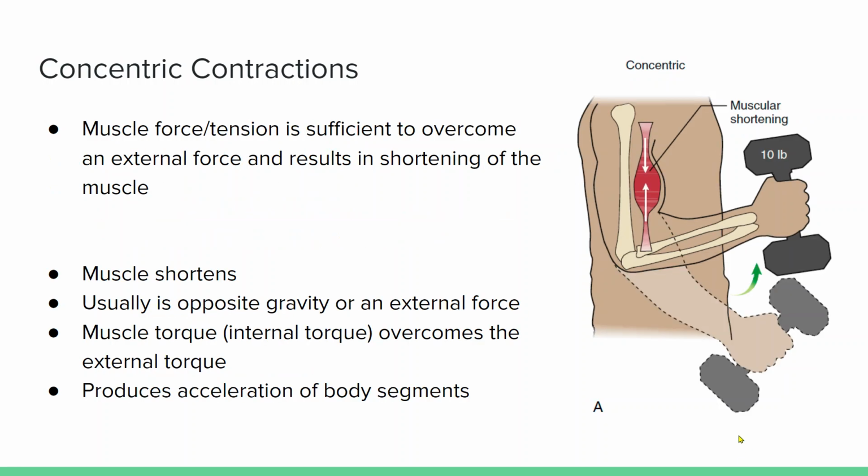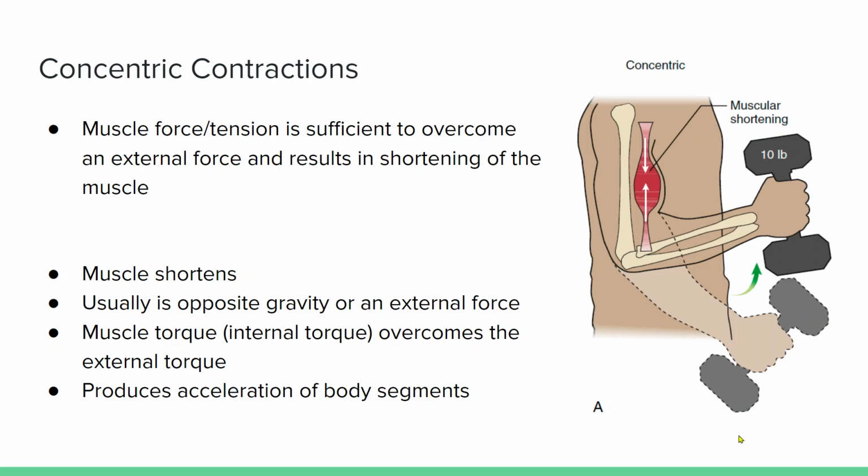A concentric contraction is when the muscle force or tension, and we say force and tension because those are synonyms, and we'll probably move when we talk about torque into only force, but if you hear the term tension, you can kind of replace that with force. So when the muscle force or tension is sufficient to overcome an external force, that results in the shortening of a muscle. So when you're lifting a weight, so in the image at the right, there you're doing a bicep curl. So you're flexing at the elbow joint and you're lifting that 10-pound weight, the muscle is shortening.